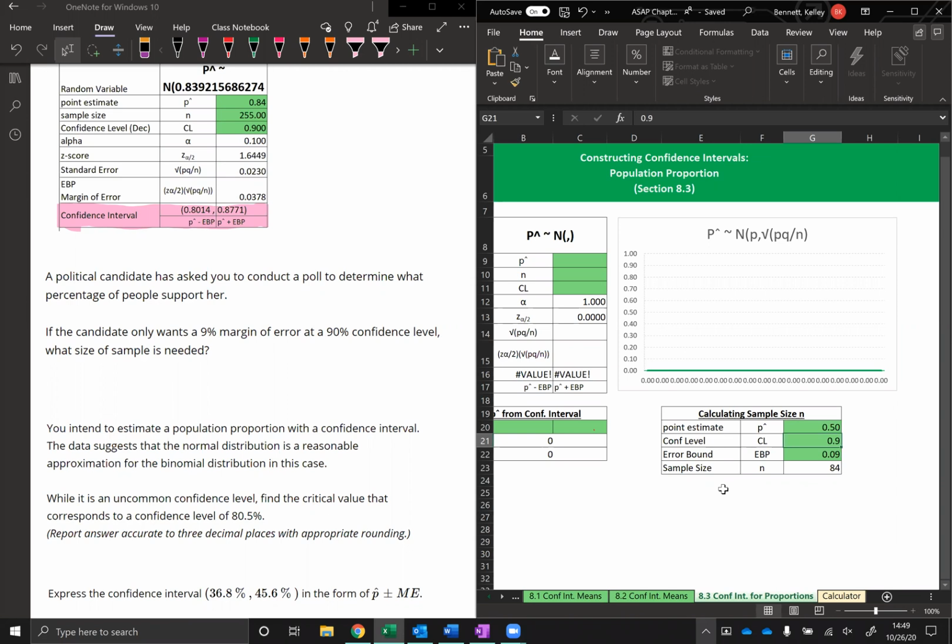The reason you do that is because 0.5 is the value which will make n the largest. And the reason you want to have n be as large as possible is because we don't know what p hat is. However, if we use the value of p hat that's going to make n as big as possible, then this value of n will work to ensure that we achieve these margins of error and this level of confidence with any sample, with any proportion. So here we see that we calculate the sample size n and we get 84.